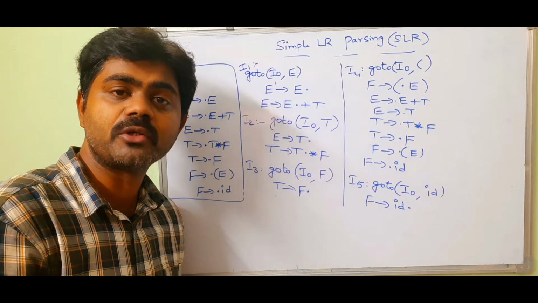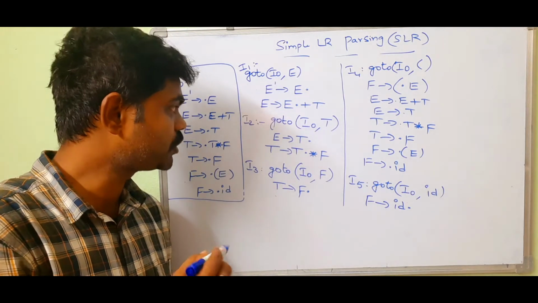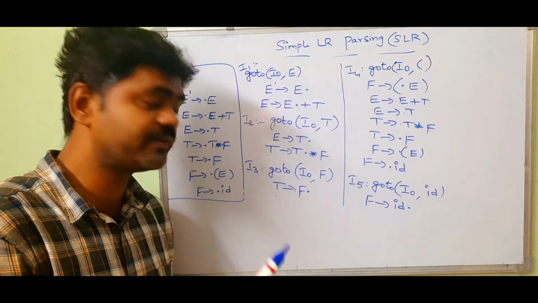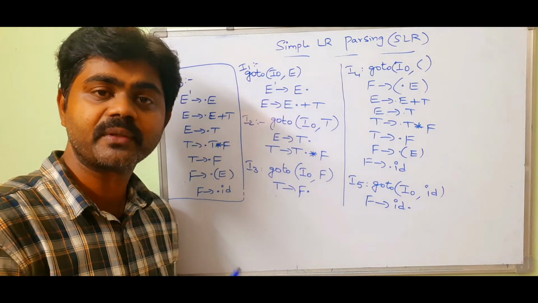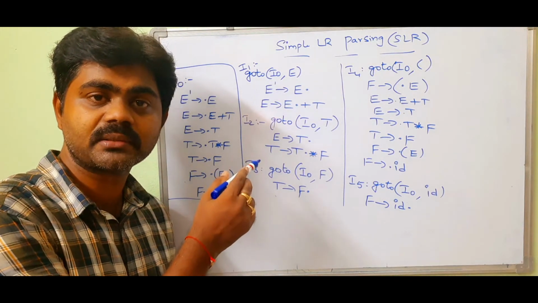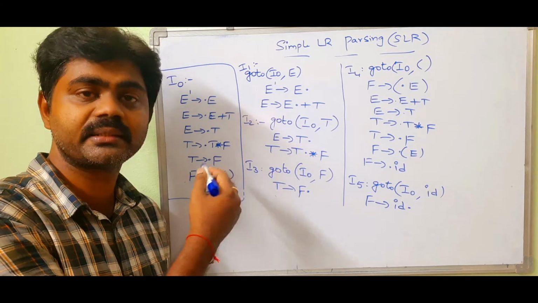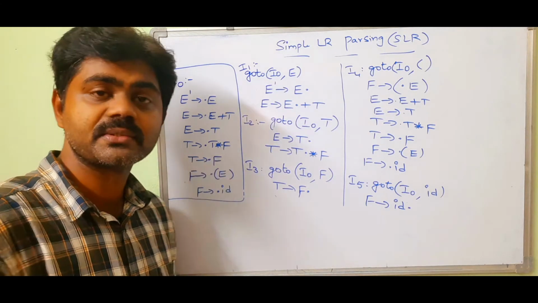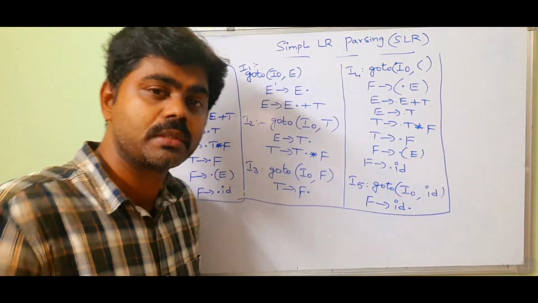Now we should perform goto for I1, goto for I2, goto for I3, goto for I4 and goto for I5. Okay. So my request is to please pause the video and please note it down so that I will erase this and I will write the remaining things.